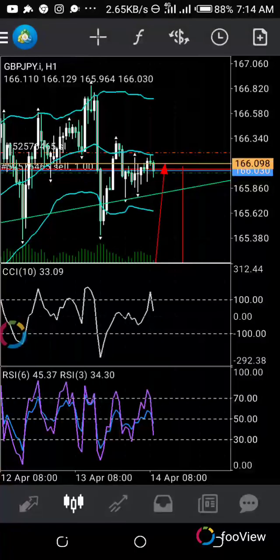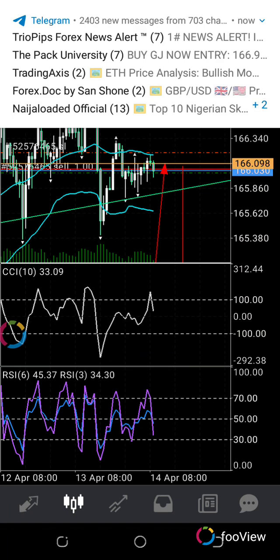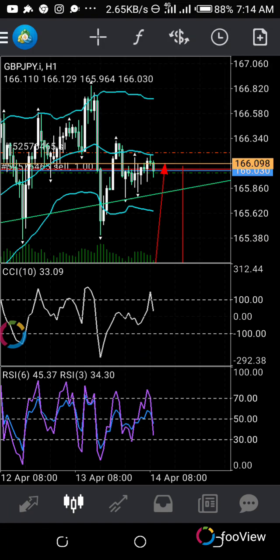Now again we have another one. I told you that when we have a break, as you can see, we have a long break to the downside, long break to the upside. Don't be eager to enter. What you just need to do is calm down and wait for the pattern. The pattern is actually forming to the downside.